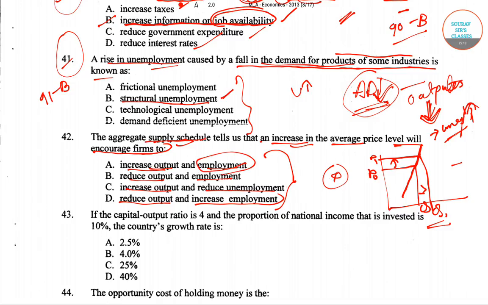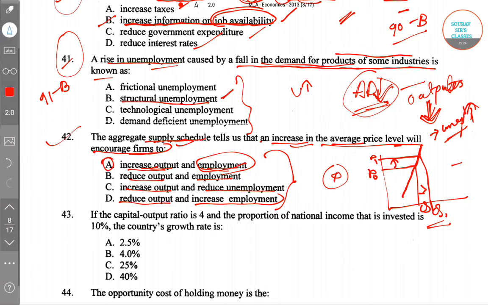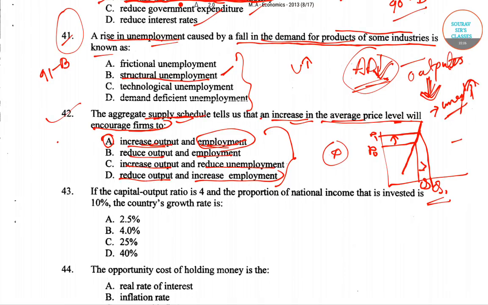So the aggregate supply schedule tells us that an increase in average price level will encourage firms to increase output and employment. So for question number 42, the right option is option A.